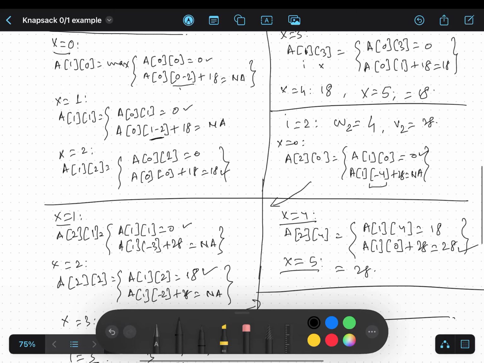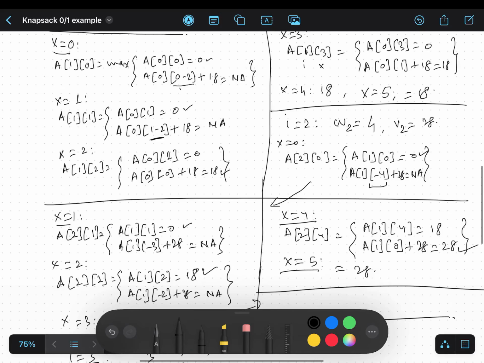I think I made a mistake. 2, 4 is actually 28. So we get this. So then A34 is 28. And similarly, A35, we are going to get 28 by the same method. So when x is equal to 5, this will be 28.